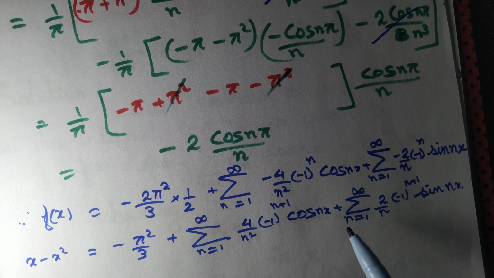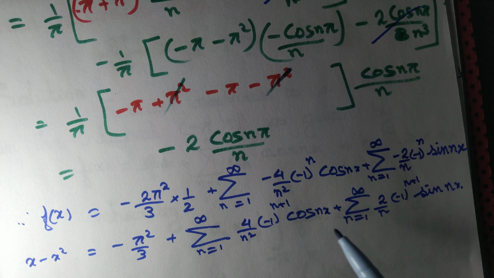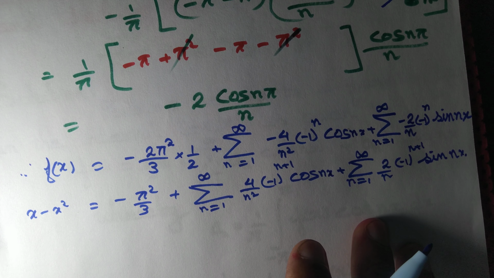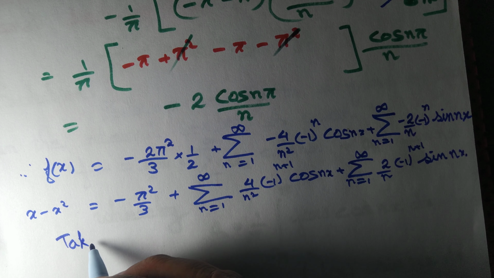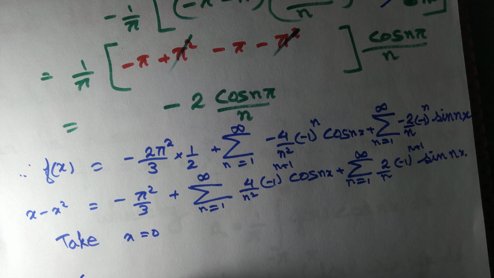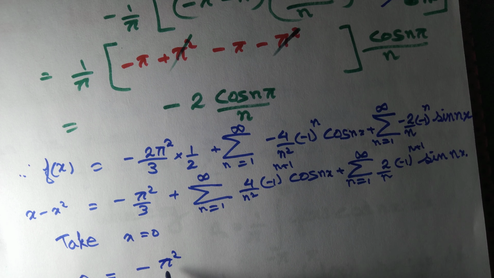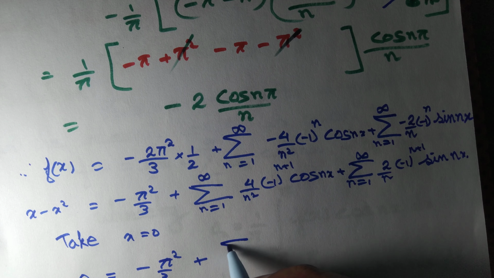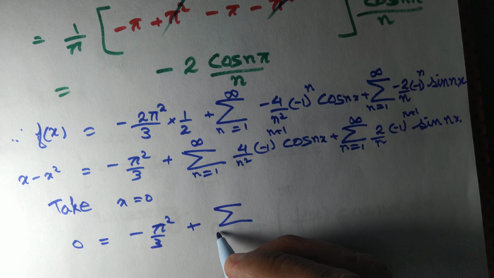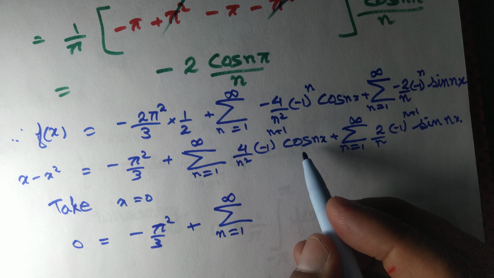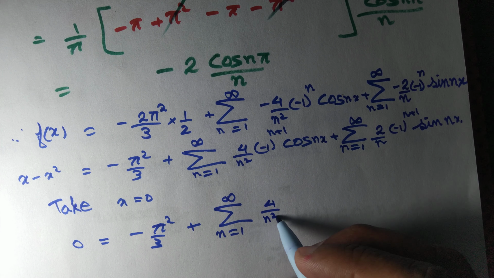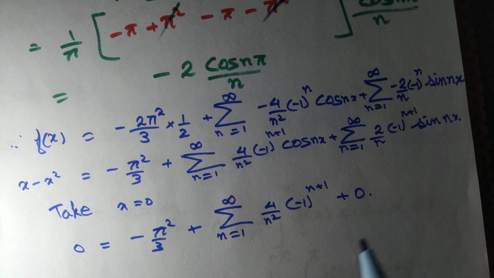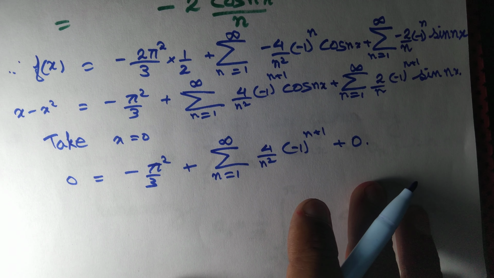What is that value? That is possible if this were some number and this were also some number. So we take the simplest number, take x equal to 0. So 0 equal to minus pi square by 3 plus, cos 0 is 1, so simply n goes from 1 to infinity, cos 0 being 1, 4 by n square into minus 1 to the power n plus 1, sin 0 is 0. Let's take this quantity to the left hand side.